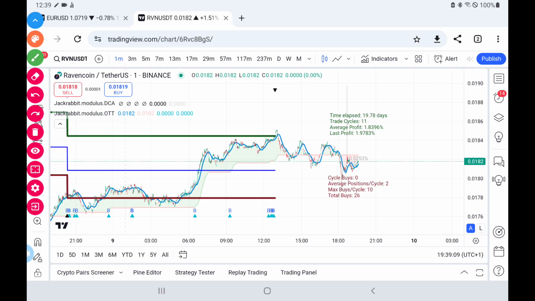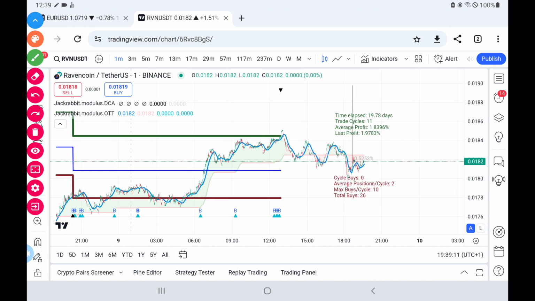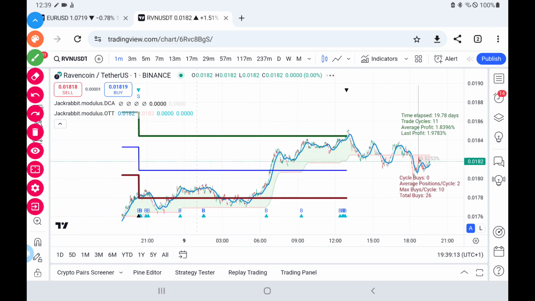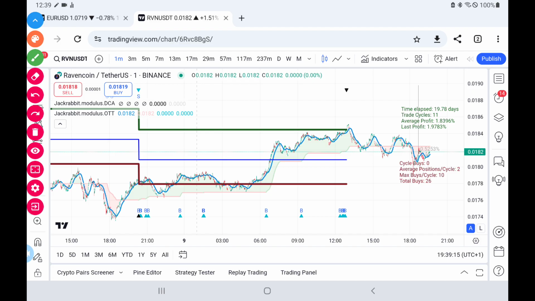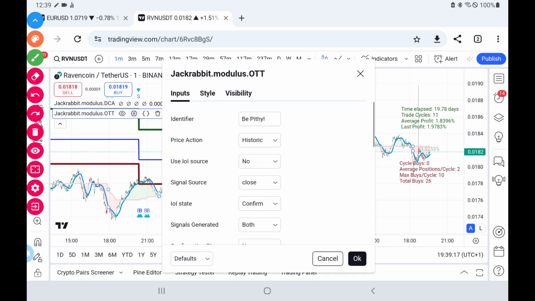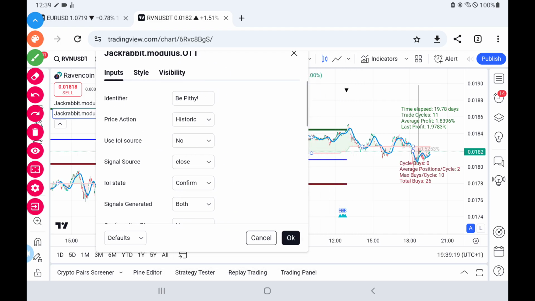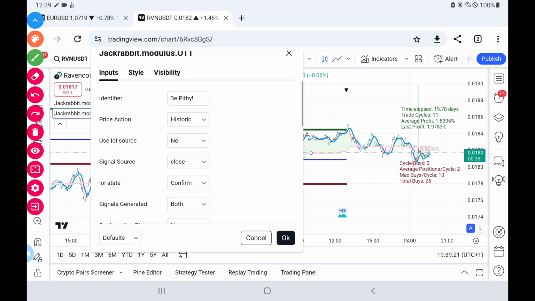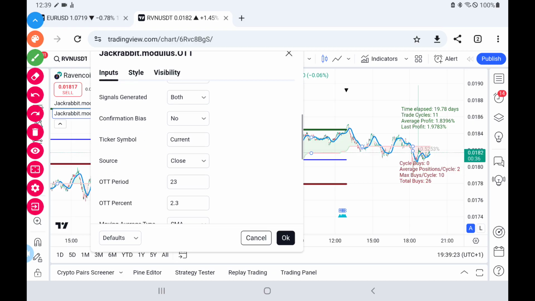In fact, let's actually get into that. Let's slide this over and let's bring up the settings and talk about a lot of what you will see. So as we can see from the settings right now, I have the look back period at 23 candles, and I have the trending percentage at 2.3.